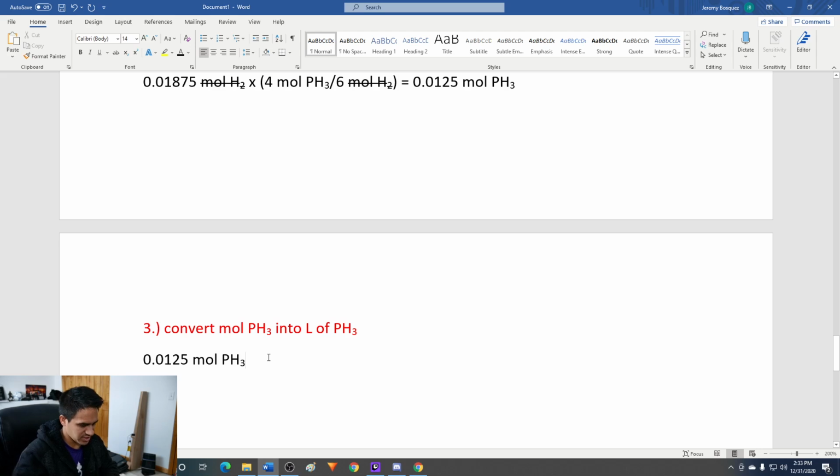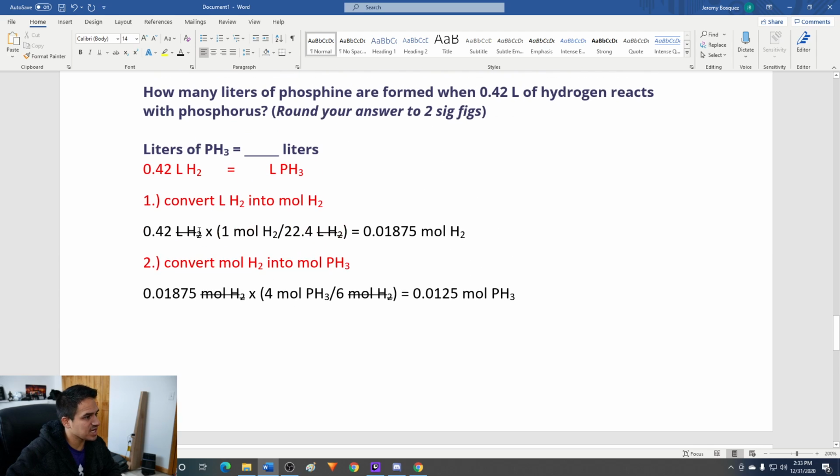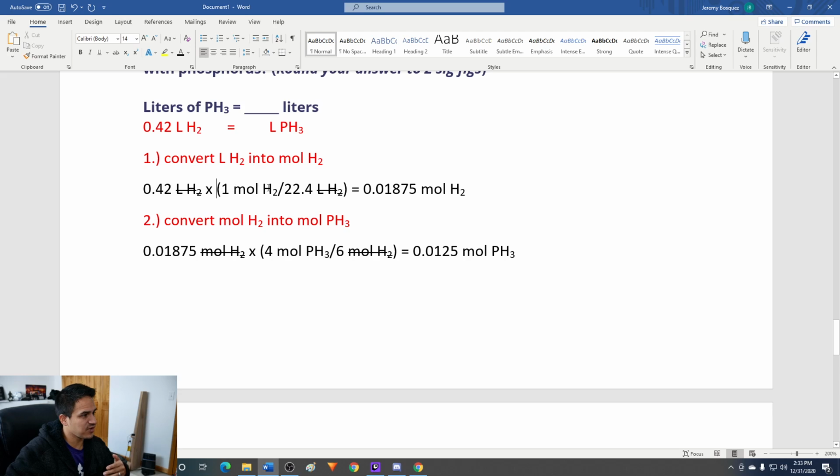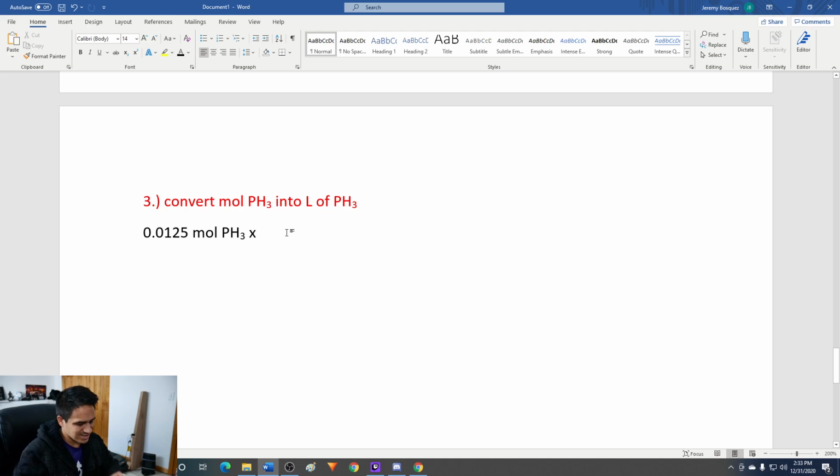And then lastly, we are going to convert that into liters of PH3, which is pretty much going to be the exact same conversion as step 1 because we are converting from liters into moles. But now we're going from moles to liters. So the conversion factor is going to be the same conversion factor, okay? But the difference now is we need to flip it around because we are now going to be ending in liters of PH3 and we are starting in moles.